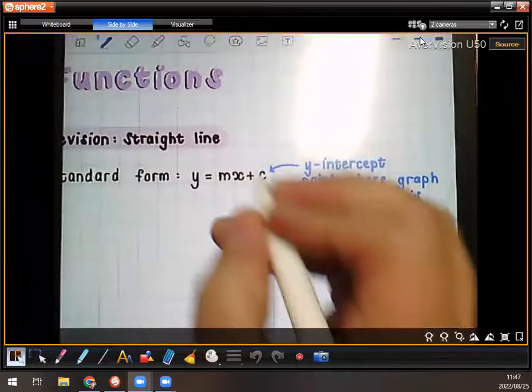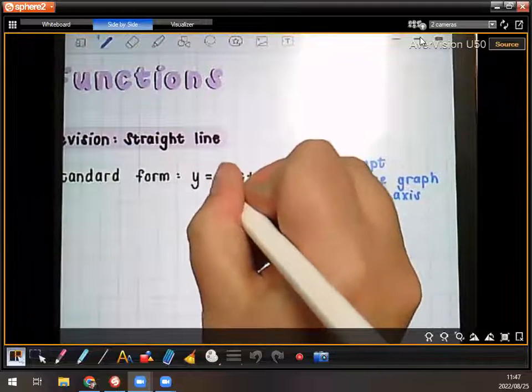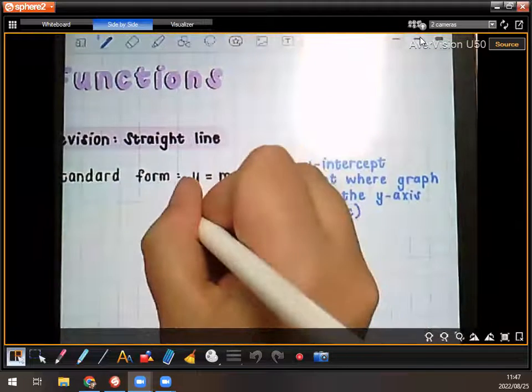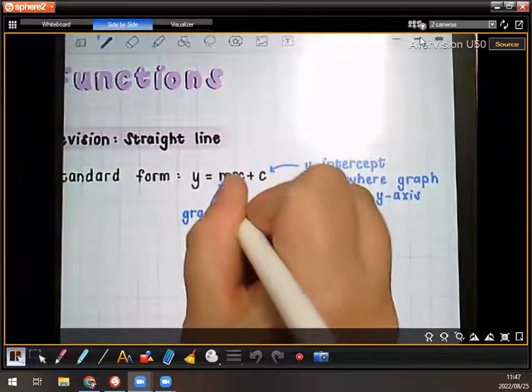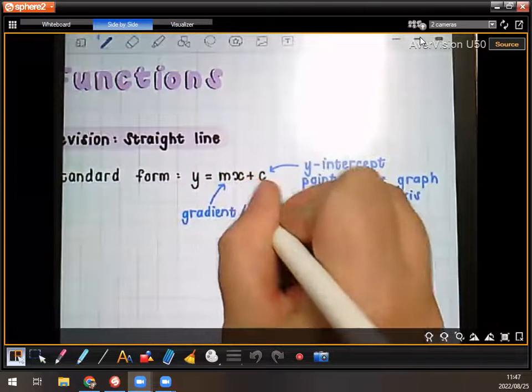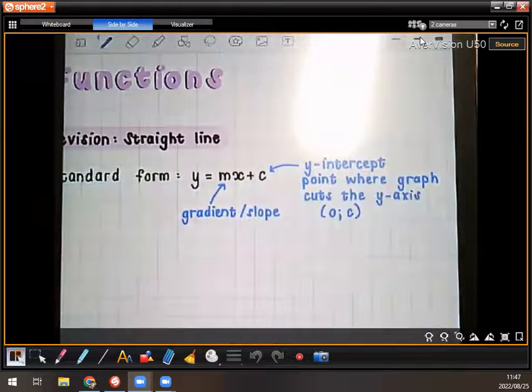Then M, can anyone remember what M was? The gradient, yeah. So M was the gradient, which is basically the slope. Alright, so I can put slash slope. Means the same thing, but the proper term is gradient.